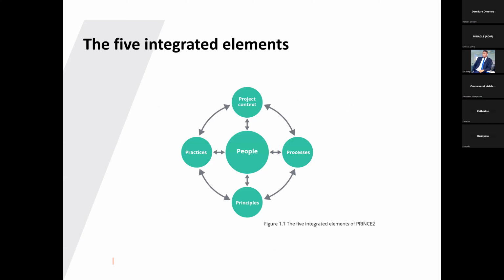We've got what we call the people. Everything is all about the people. Then we've got the processes that the people need to go through. Then we've got the practices that we do on a day-to-day basis. We've got our practices, and we have what we call the principles, and we now have what we call the project context. So we will be picking each of these rings one after the other to talk about it for the next 1 hour.